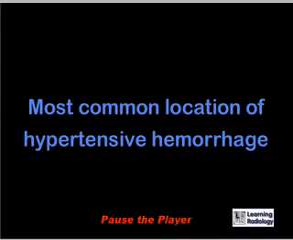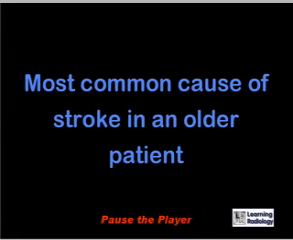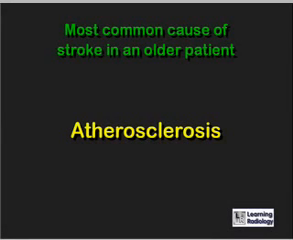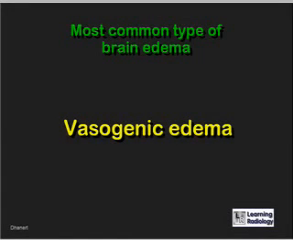What is the most common location of a hypertensive hemorrhage? The basal ganglia. What is the most common cause of stroke in an older patient? Atherosclerosis. What is the most common type of brain edema? Vasogenic edema.